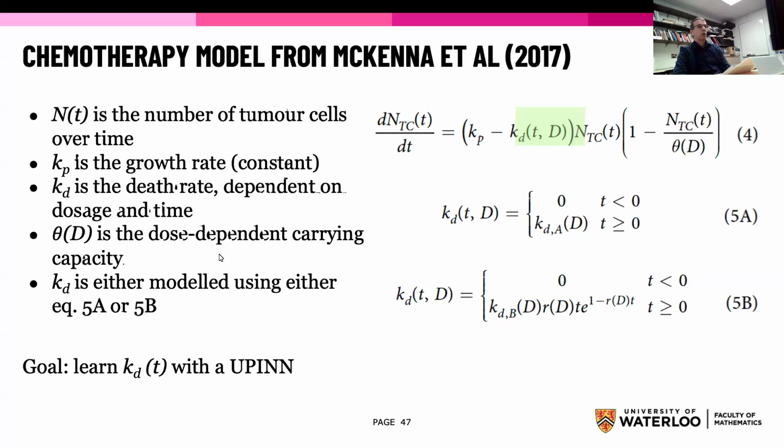So the question is, can we use UPINN to learn the time-dependent term KD within the ODE directly from in vitro data without making any pre-existing assumption?